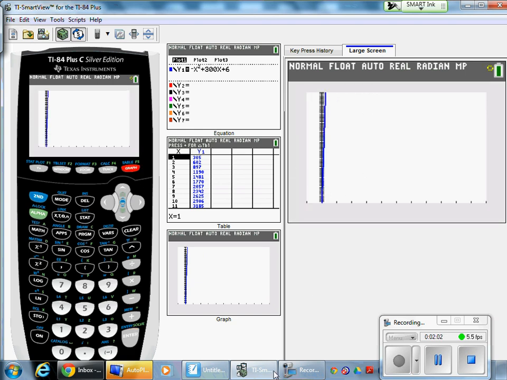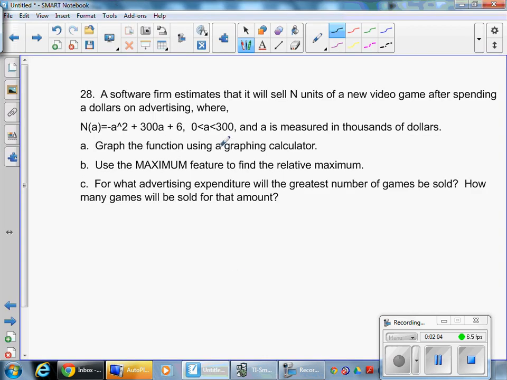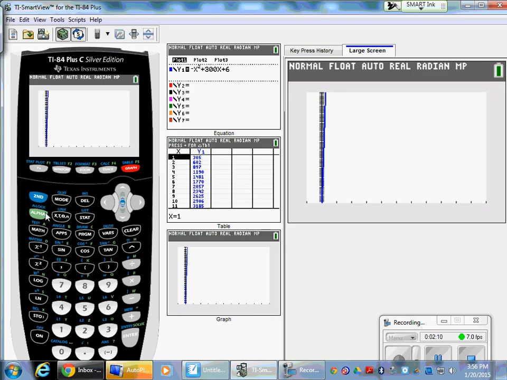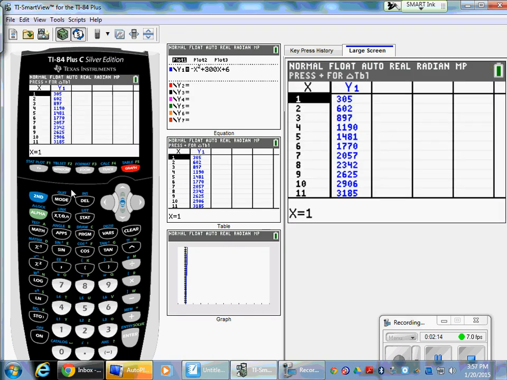So let me go back to what they told me in the problem. They told me that my A values go from 0 to 300. So what I'm going to do is go to the table and take a look at what's happening between 0 and 300. Now here's the problem. I'm going to be scrolling for days if I'm going from 0 to 300 counting by ones. So I can tell my calculator to count by tens.